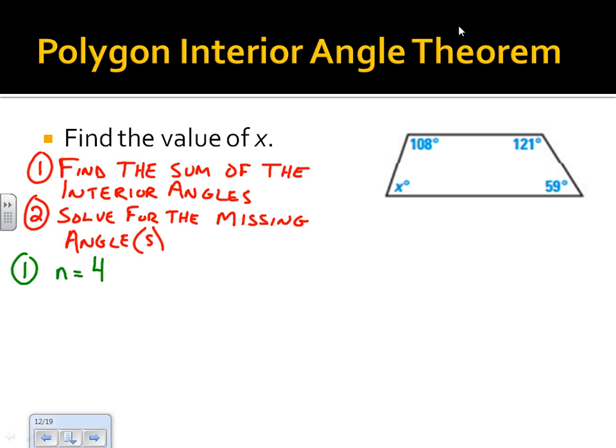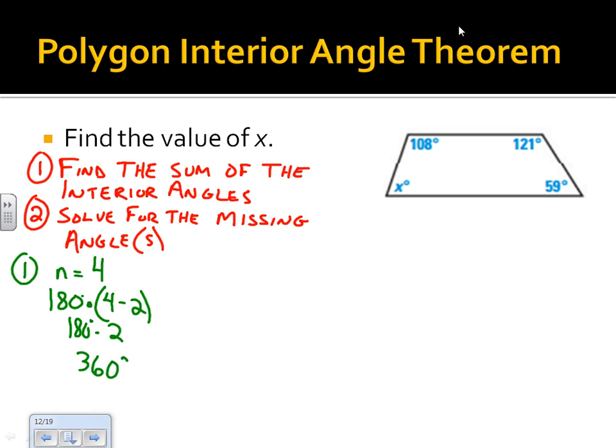So plug it into your formula. What is my formula, Moshi? 180 times n minus 2. What's n here? So 4 minus 2? You're right, Giselle? All right. So 180 times 2. So we get how many degrees? 360 degrees total. All right.